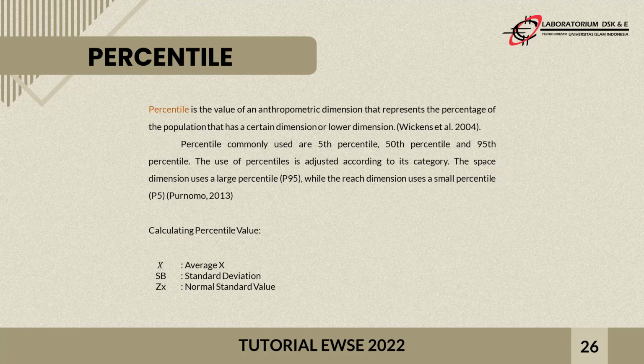Alright, we talk about percentile. A percentile is the value of an anthropometric dimension that represents the percentage of a population that has a certain or lower dimensional size. For the formula, for more detail we go to the next slide.